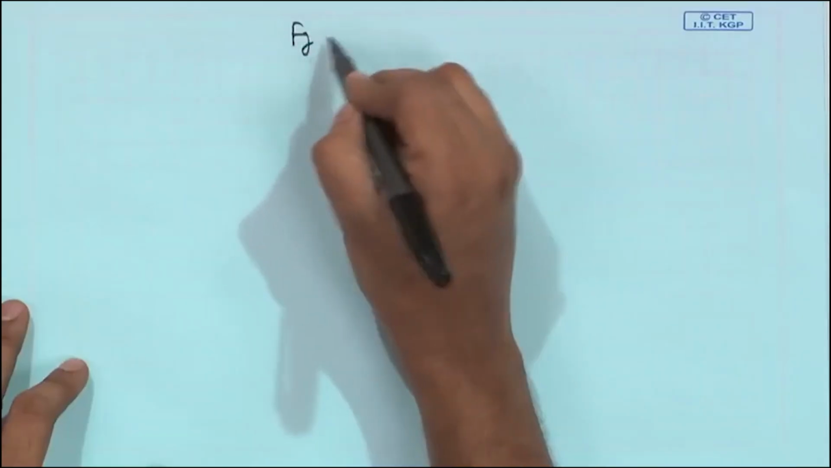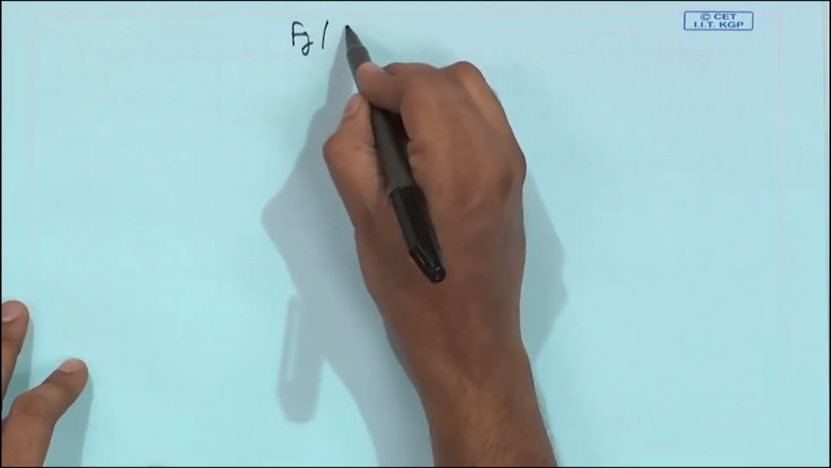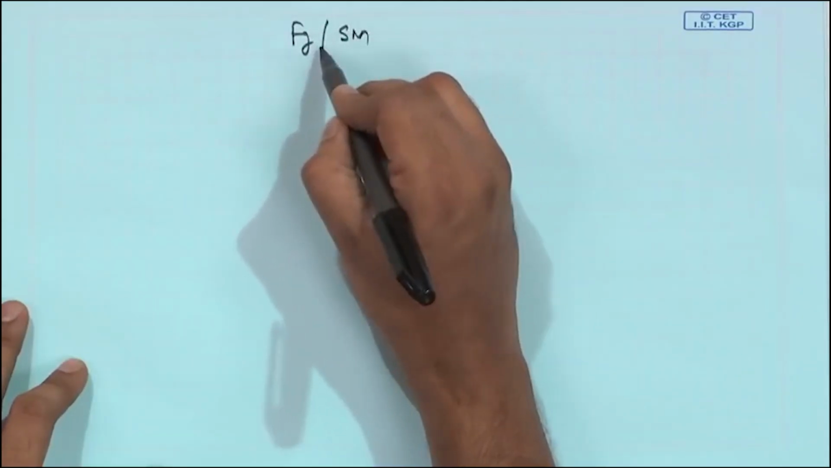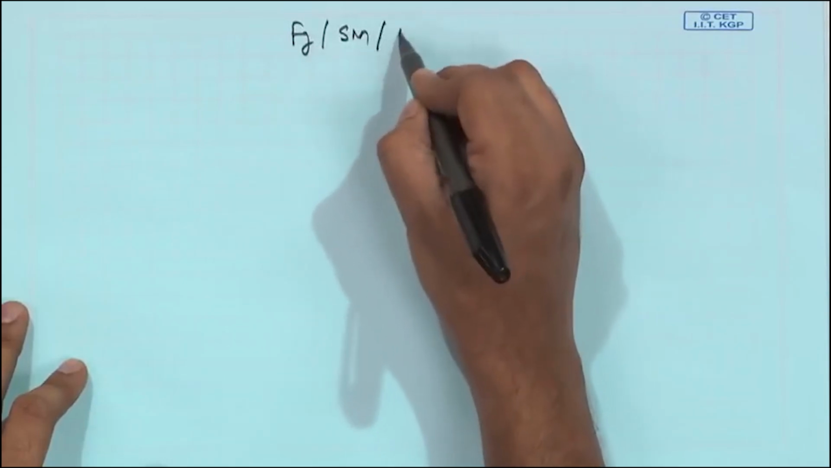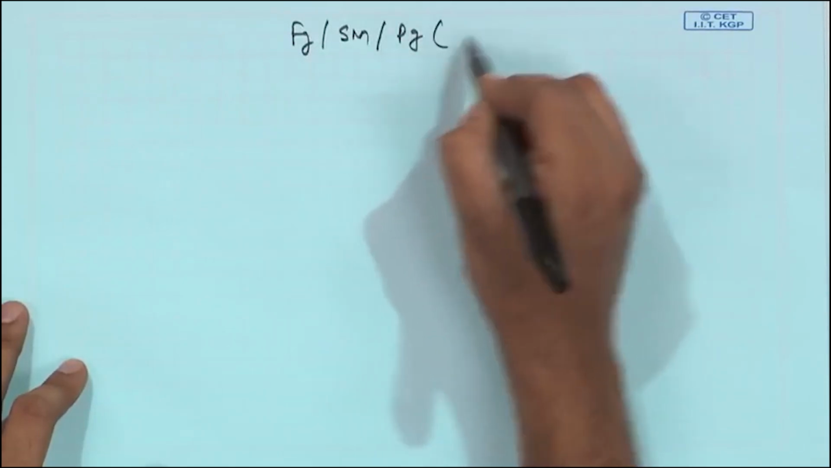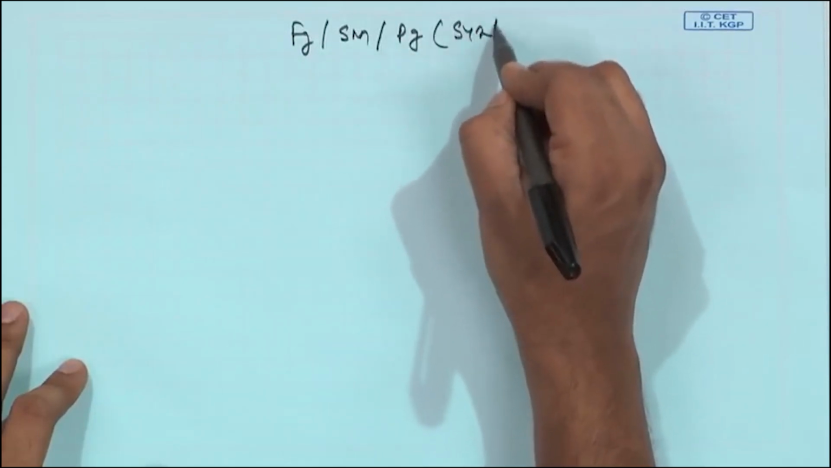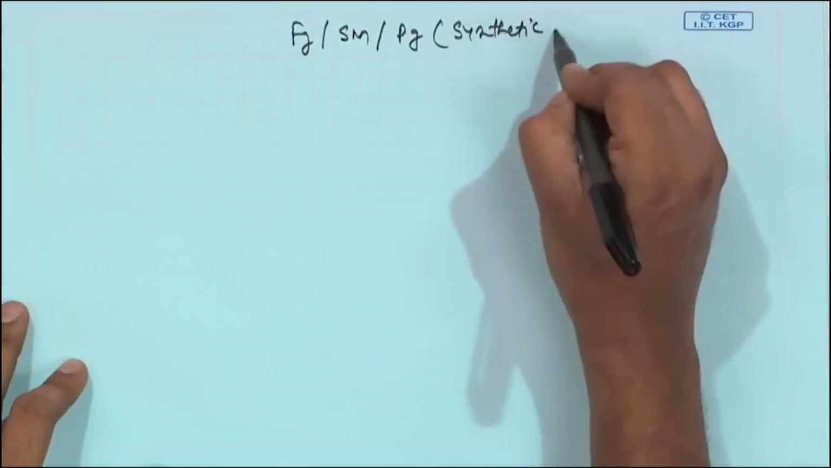It was a very trivial approach. In the next particular problem, where we will try to assemble something else together, we will say that this is a functional group, starting material as well as protecting group. It is also used as a synthetic equivalent.